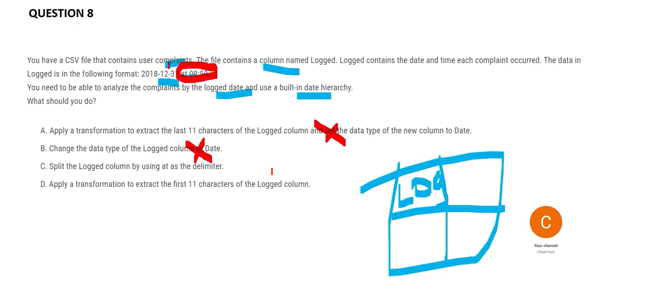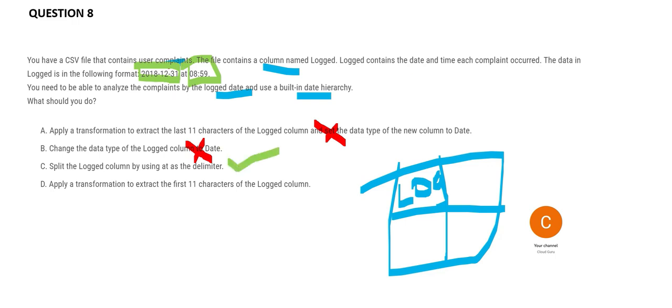C says split the logged column using "at" as a delimiter. Just this will work. So we will split the column. That means this portion is separate and this portion is separate. So it got split. Now we can just use the date piece. So this would be my answer.